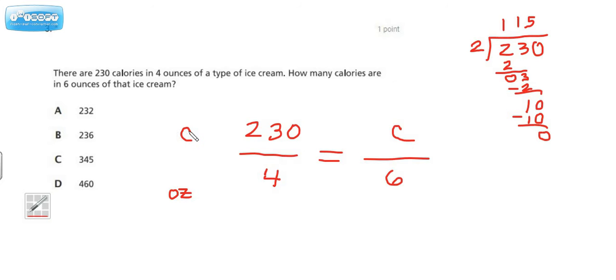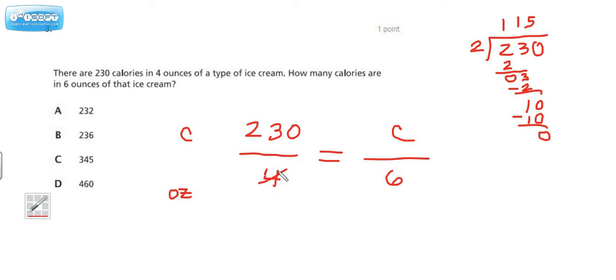So we're talking about a calorie to ounce ratio here of 230 to 4. And we're going to put the 6 in our proportion on the bottom simply because that's where we're putting the ounces, and we're solving for calories. Now, you could go ahead and use cross products, but what I'm going to recommend, just to keep the numbers a little more user-friendly, what if we simplify this?